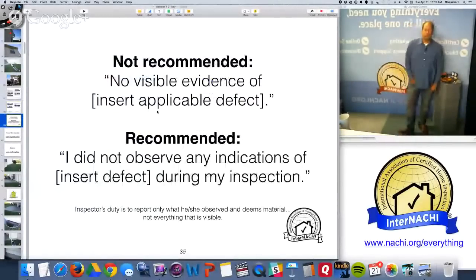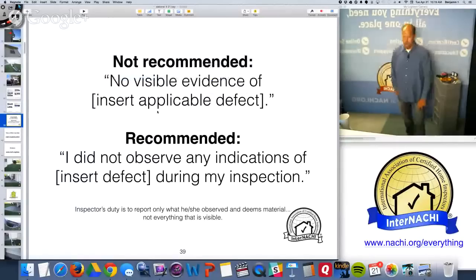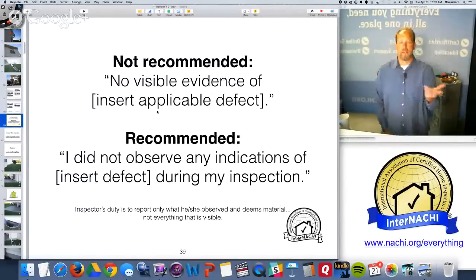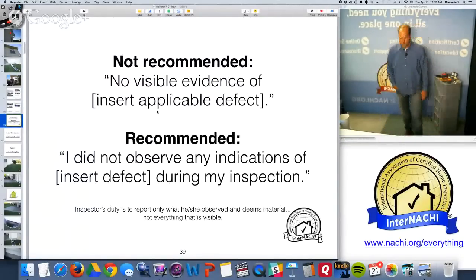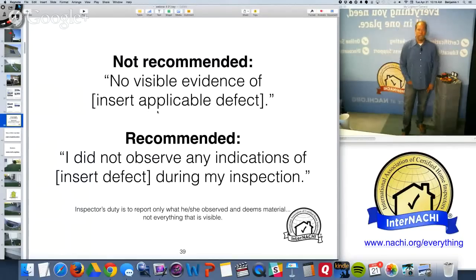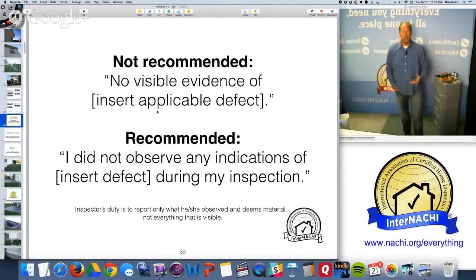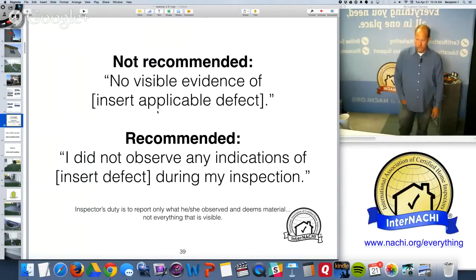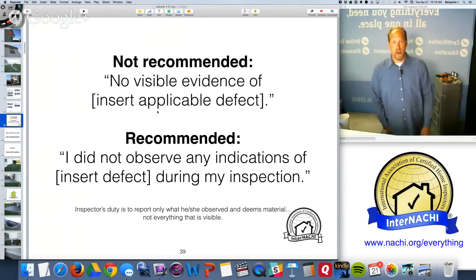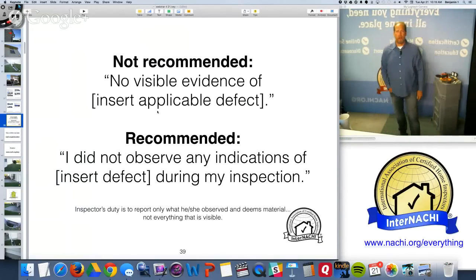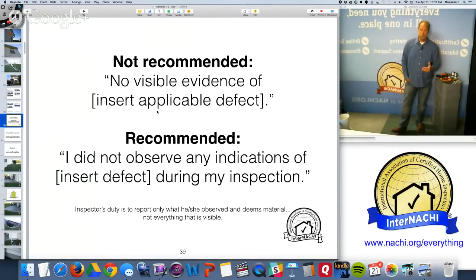So our legal counsel at InterNACHI wrote an article about what a home inspector says and shouldn't say. And there's one recommendation that's really important I like to share. You shouldn't say "no visible evidence of" and then your defect. It's not recommended. What you really should say is the following: "I did not observe any indications of defect during my inspection." A lot of home inspectors use the top one, the not recommended phrase, "no visible evidence of blank."